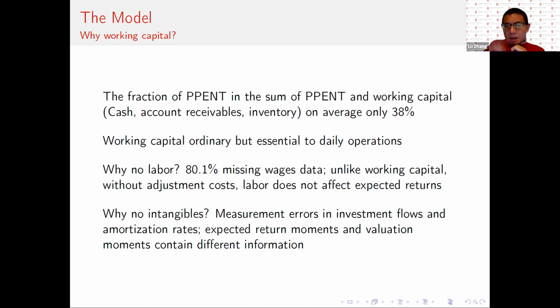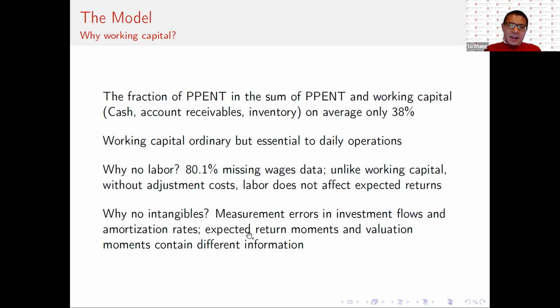Only with adjustment costs, some of the labor hiring is going to deliver future payoff for the firm. And that's the accounting definition of a long-term asset. And then labor shows up in the firm valuation. However, labor doesn't show up on the balance sheet, unlike working capital. I may come back to this point later.